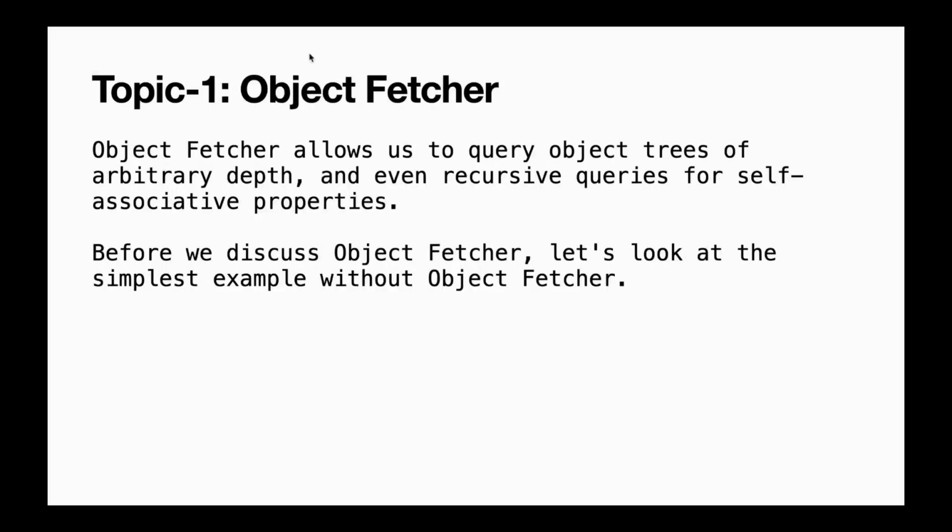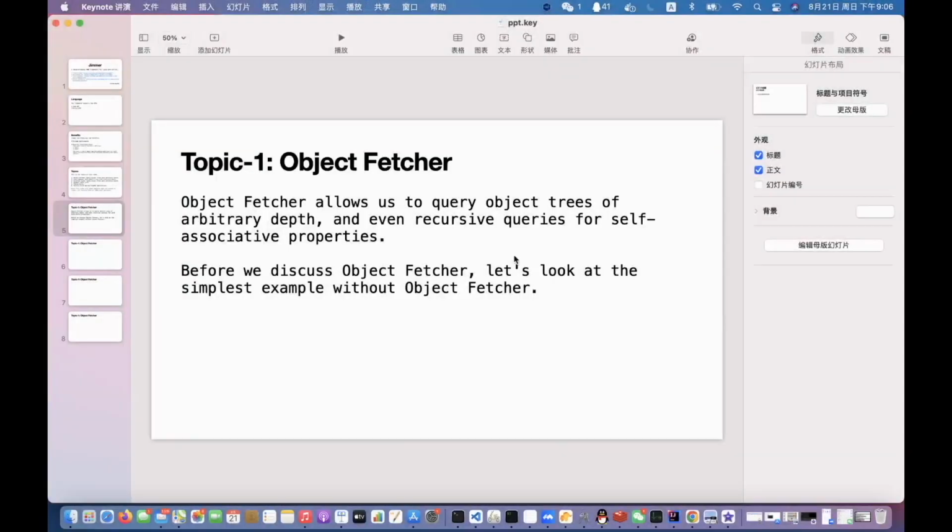The first topic, Object Fetcher. Object Fetcher allows us to query object trees of arbitrary depth, and even recursive queries for self-associative properties. Before we discuss Object Fetcher, let's look at the simplest example without Object Fetcher.